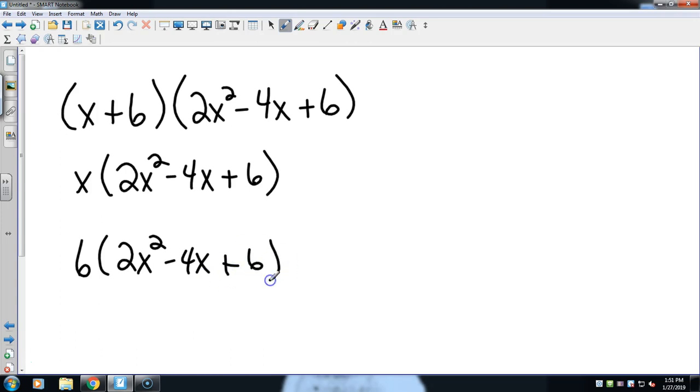This would be a good opportunity for you to hit pause, go ahead and go through and do that distributive property, and then combine all your like terms in the end, and let's see what we get. Okay, and we're back.